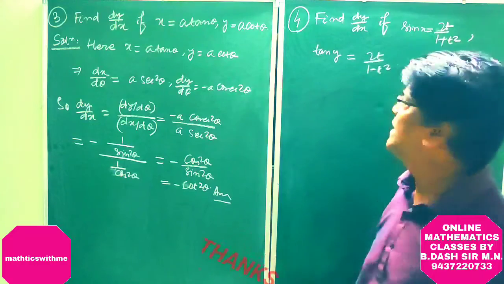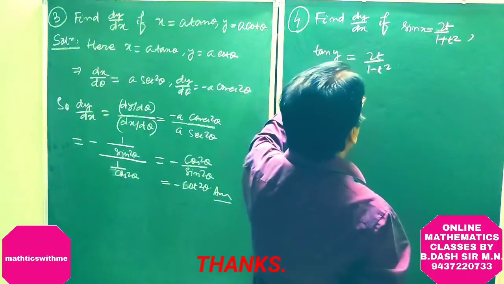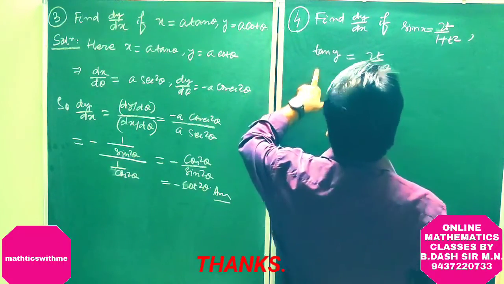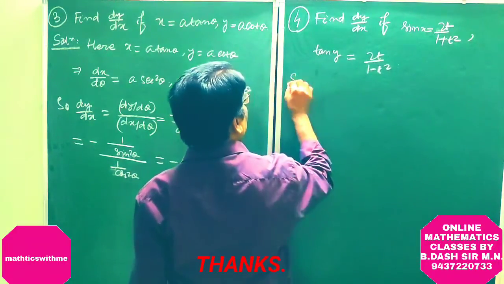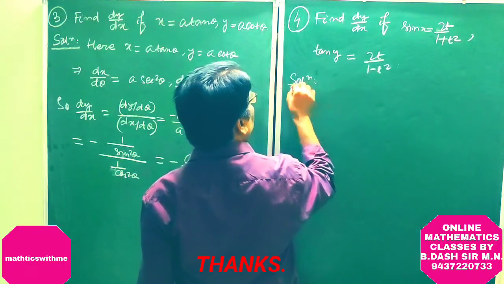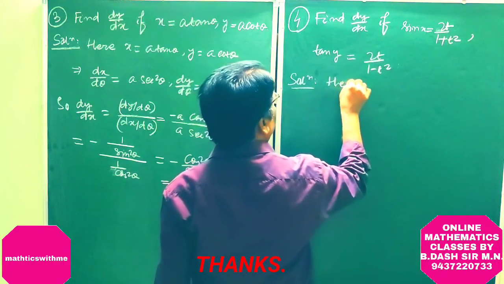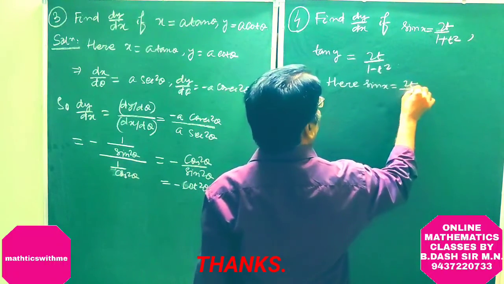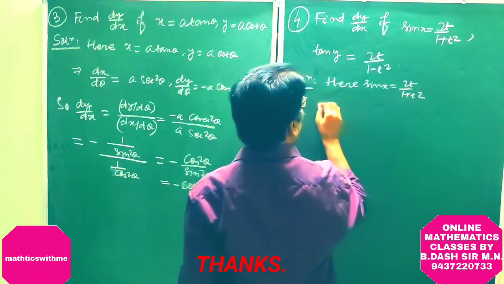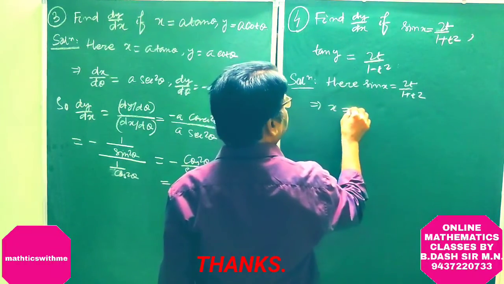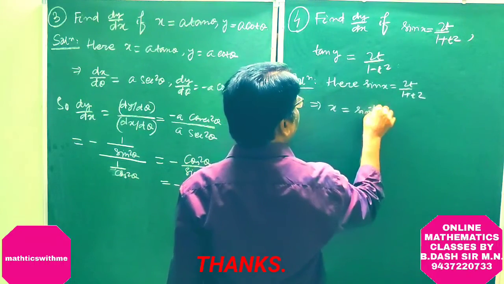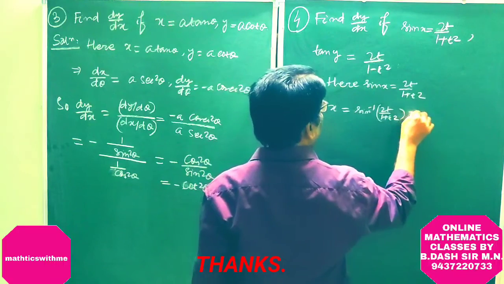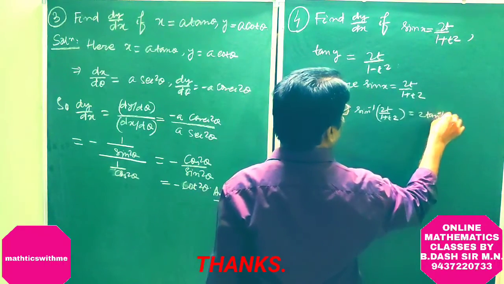Our next question is: find dy by dx if sin x is equal to 2t by 1 plus t square, tan y is equal to 2t by 1 minus t square. Now, solution. Here sin x is equal to 2t by 1 plus t square implies x is equal to sin inverse of 2t by 1 plus t square, which is equal to 2 tan inverse t.